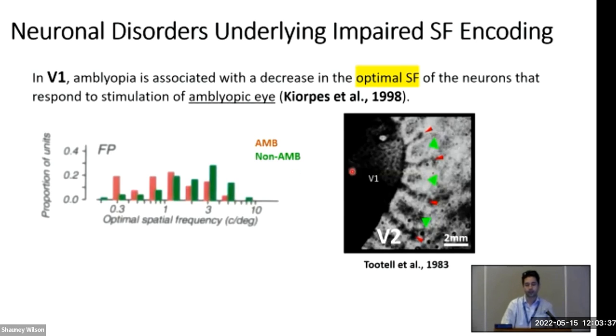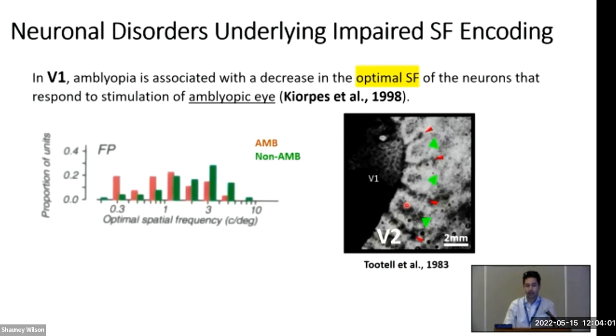For example, when you look at area V2, you can easily see thin and thick stripes. This is still in monkey, in a study done by Roger Tootell. You can see that thin and thick stripes show different selectivity for motion and color, and on top of that, they also show different selectivity for spatial frequencies. I will show data about that.